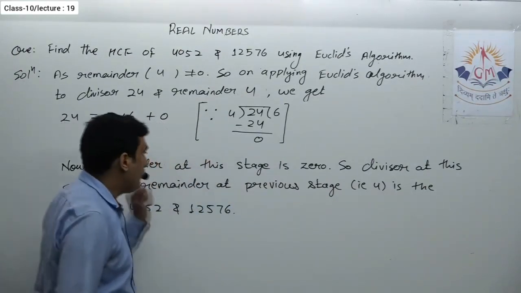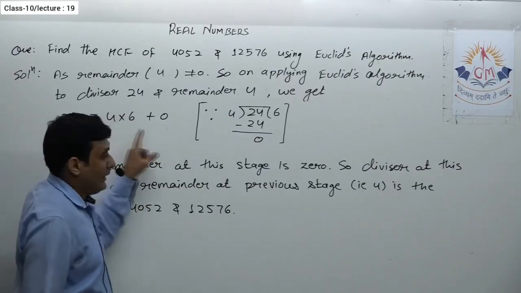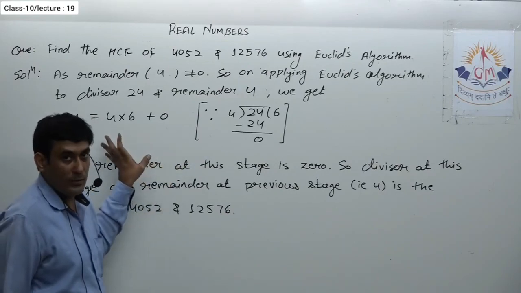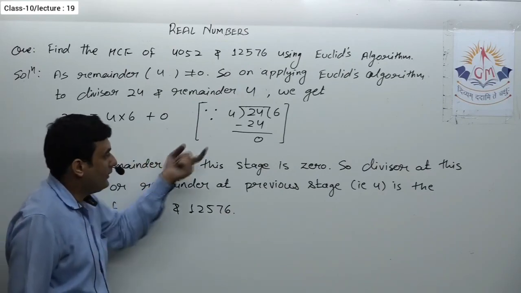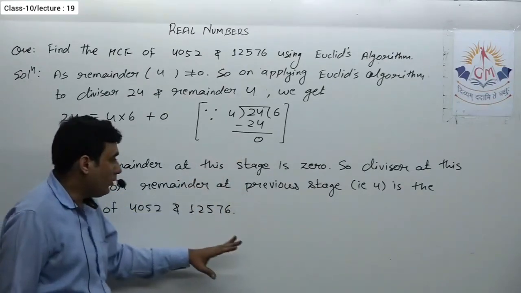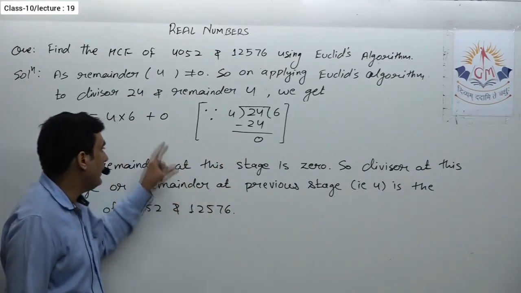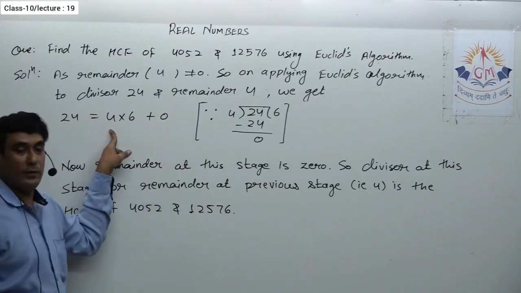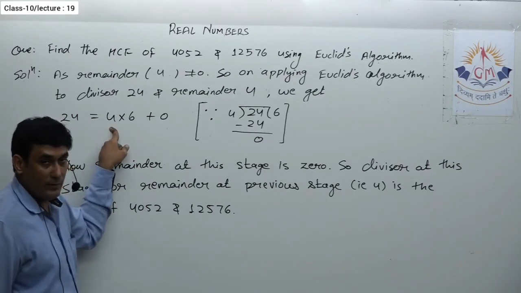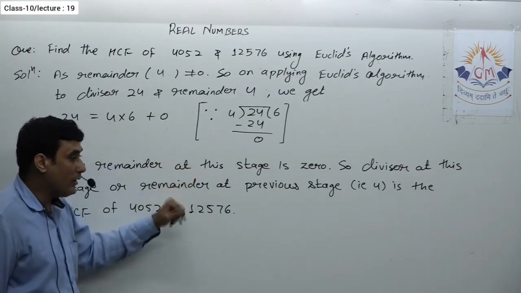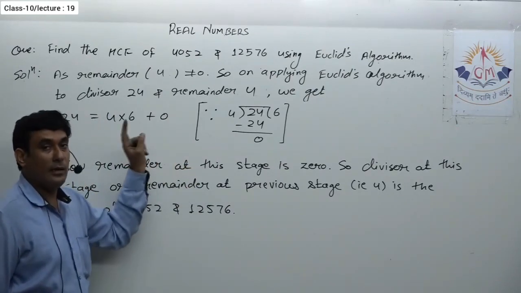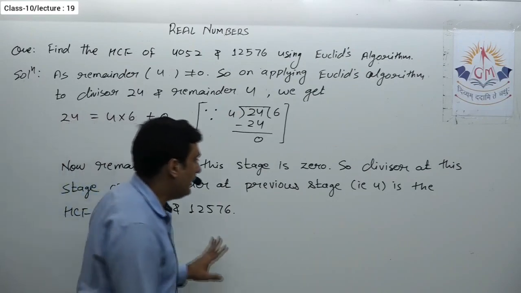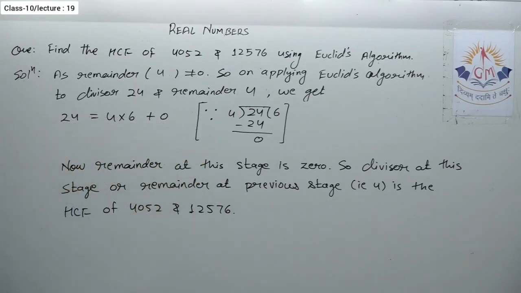So every time you have to write the equation as A equal to BQ plus R, where A is the greater and B is the smaller number among the numbers selected. You have to find Q and R by this method. You have to apply this algorithm until you get remainder as 0. And when you get remainder 0, at that stage whatever is the divisor will be the HCF, or in the second last step whatever is the remainder is the HCF of the given numbers. I hope this is clear to you. So note down these two last steps.